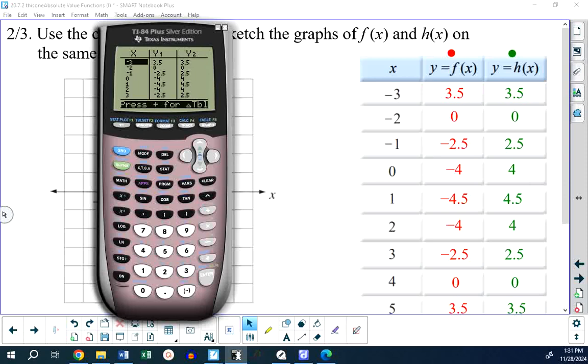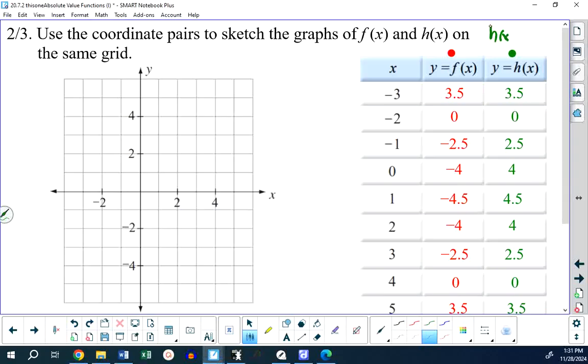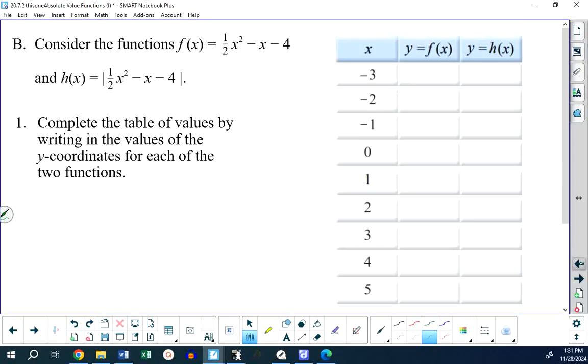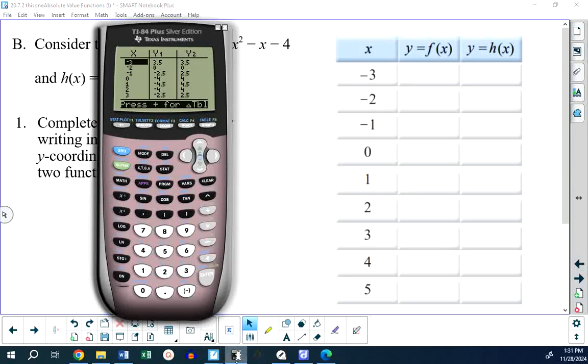I hope you understand, and I'll write it up here, that h of x is the absolute value of f of x. If we take a look at h of x, it's the absolute value of 1/2 x squared minus x minus 4, but that's f of x, right? So I think you appreciate how we're getting this set of numbers in the third column up here, yes?